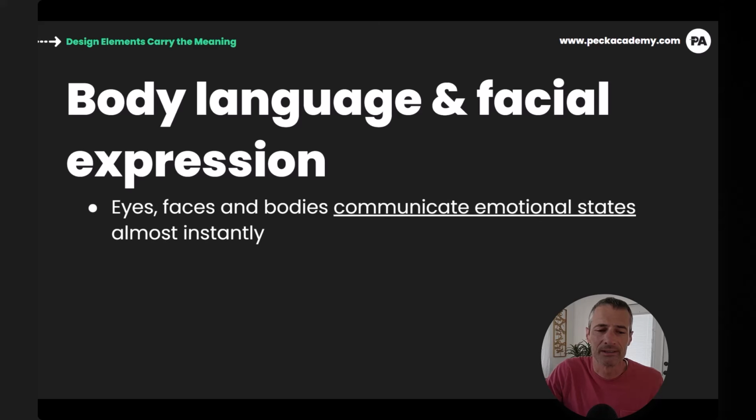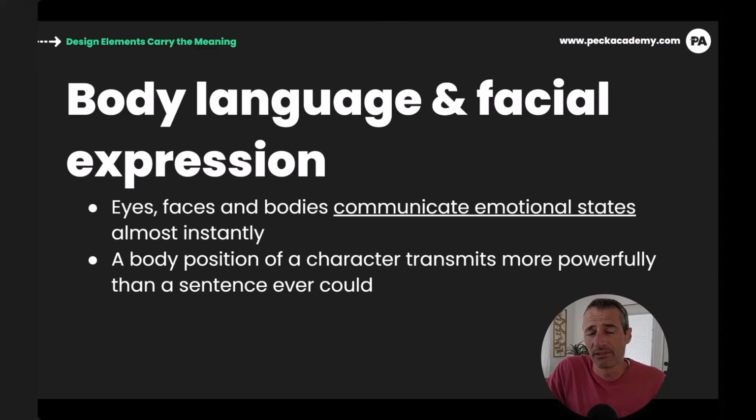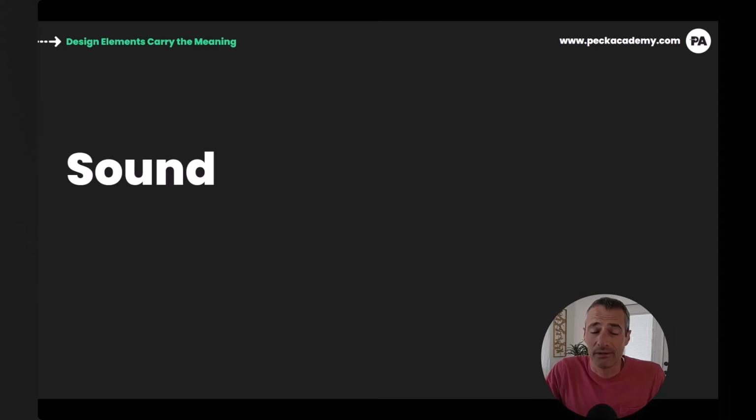The next one is body language and facial expression. Probably one of my favorites. Eyes, faces, bodies all communicate emotional states pretty much instantly. And we know this from lived experience. We can see somebody just very quickly, their eyes and their face, and we know we get a ton of data that a sentence just couldn't contain. So a body position of a character, if we think about some of the scenes from my project that we've looked at, for example, a character slouched to the side, the face withdrawn, tapping a pen, all that transmits way more powerfully than a sentence could. Sound.